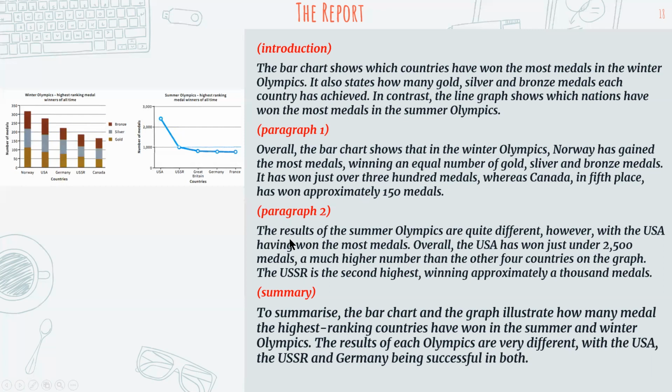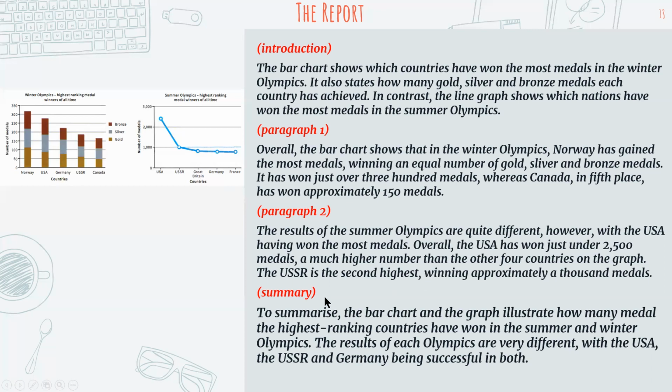For the second paragraph, the results of the Summer Olympics are quite different. Now I'm talking about this line graph in the second paragraph, obviously. Overall, the US has won just under 2,500 medals, a much higher number than the other 4 countries on the graph. The USSR is the second highest, winning approximately 1,000 medals. So it's very easy. If you want to report something more, because there is more to talk about, you can say that Great Britain and Germany and France won approximately an equal number of medals. You could add a sentence like that.